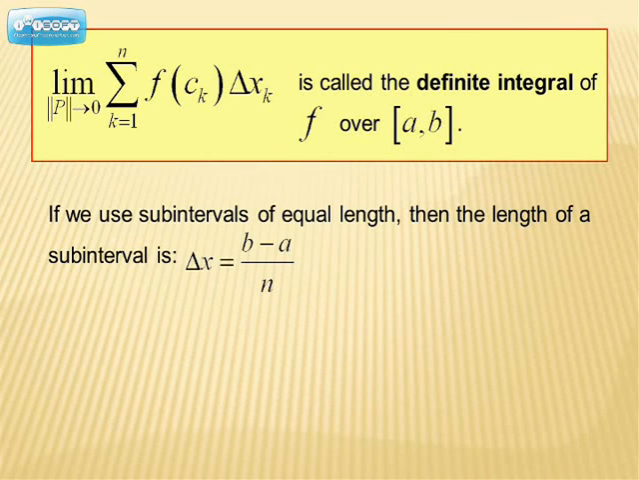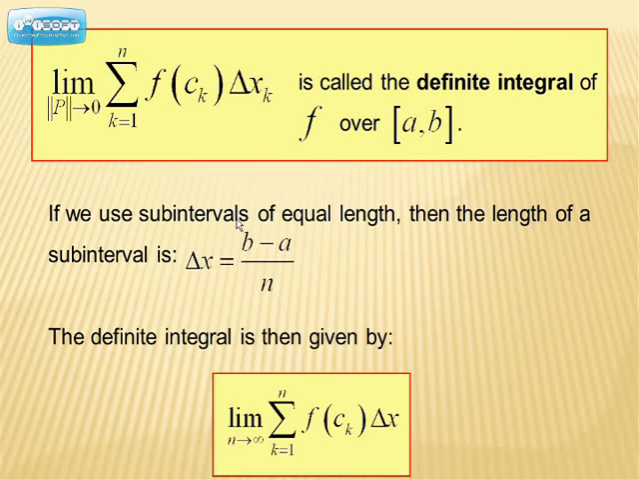If we use subintervals of equal length, then the length of the subinterval is delta x, which is b minus a over n, which you have already seen before, where he told you what delta x was. So we have the definite integral given by the limit as n approaches infinity, and remember this n is the number of rectangles we have. We've talked about that. If we continue to input more and more rectangles into this problem, then we're getting closer and closer to the area under the curve.